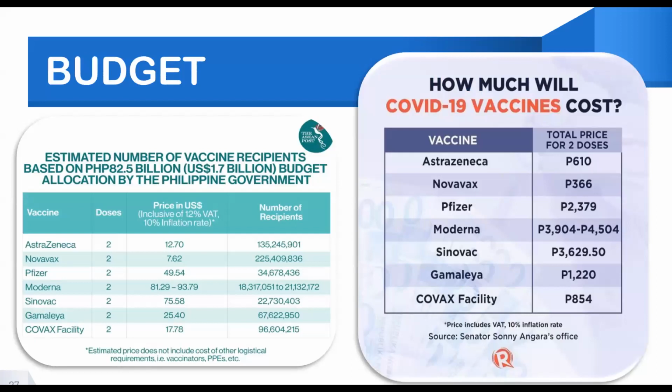From Astrazeneca, ito yung doses at saka prices. AstraZeneca, dose is 610 pesos. Novavax, 366. Pfizer, 2,000. Mahal yung Pfizer. And then yung Moderna, mahal din. 3,000 hanggang 4,000. Sinovac, 3,000. Gamaleya, 1,220. And the COVAX family is the 854. So, mura yung AstraZeneca na price.